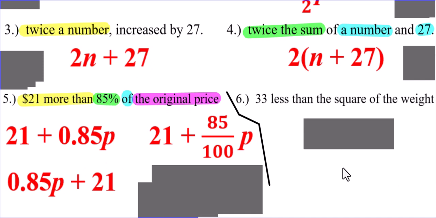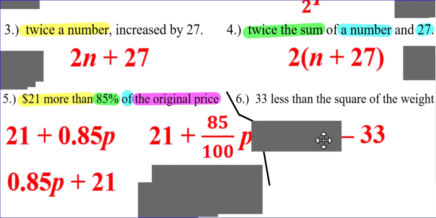Problem number 6, 33 less than the square of the weight. All right, here we have less than. That means minus, but the 33 must be on the right of it. That's just the way less than, fewer than, shorter than, any subtraction phrase that includes the word than, the order must switch. So the square of the weight will actually go to the left of the minus.